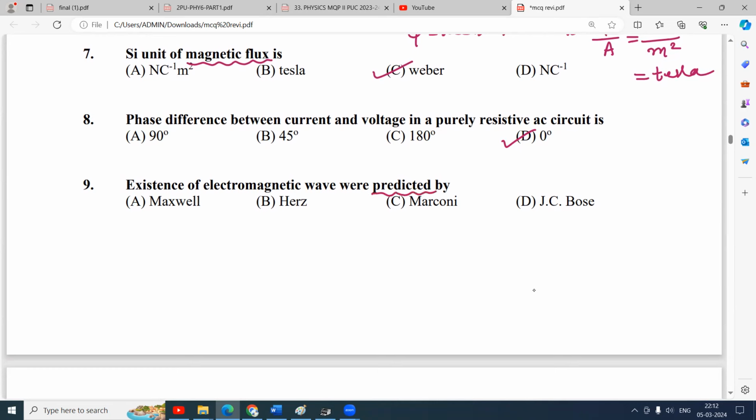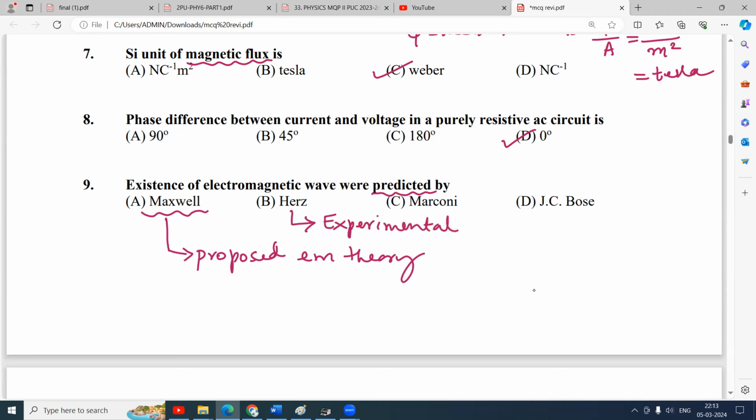So this one. So that existence of electromagnetic wave was predicted, and a new theory was given on light, and that is called electromagnetic wave theory, and that was done by Maxwell. So Maxwell proposed electromagnetic wave theory, electromagnetic theory of light. Whereas later on, Hertz experimentally proved it or confirmed it. Experimentally confirmed electromagnetic theory.